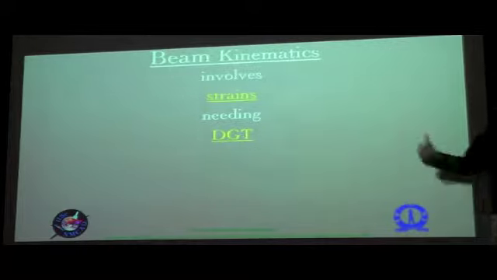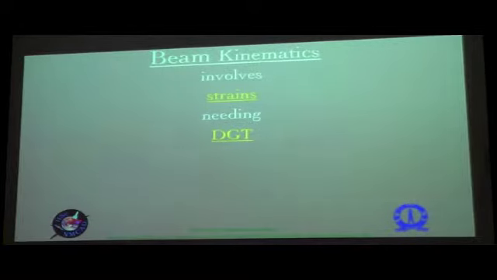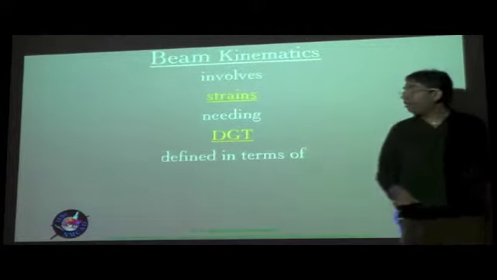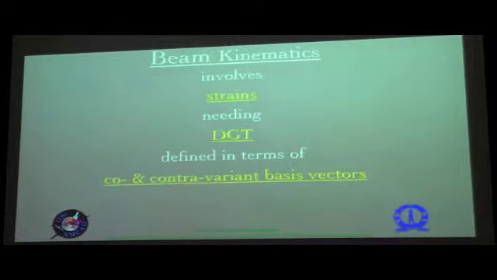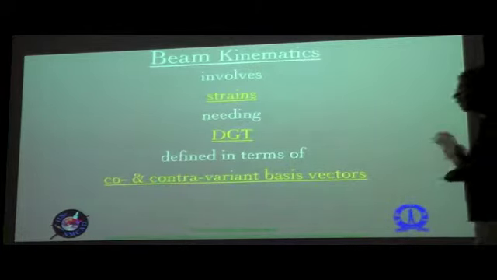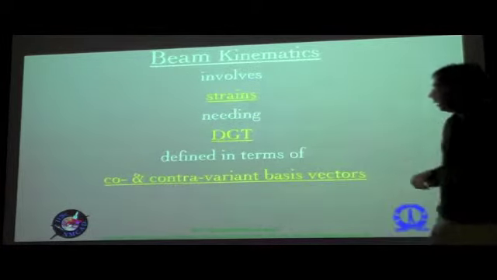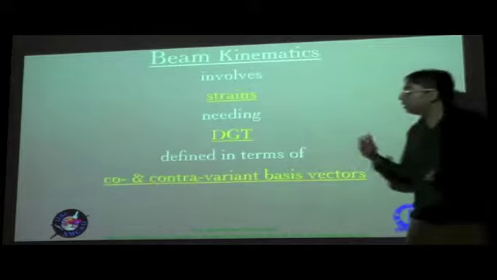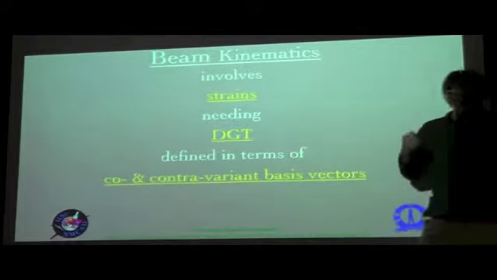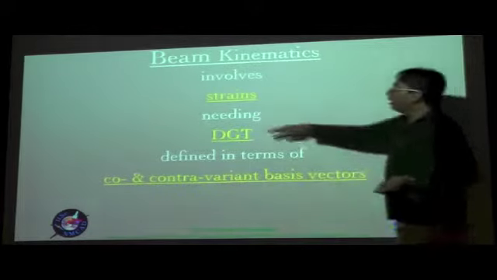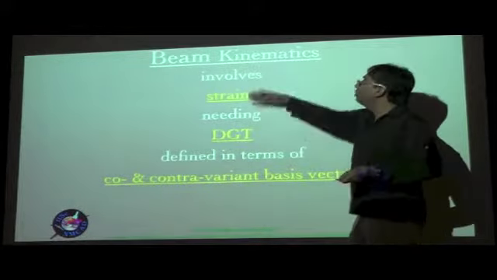Now suppose we want to derive the deformation gradient tensor, we need certain other quantities. So this deformation gradient tensor in turn is defined in terms of the so-called covariant and contravariant basis vectors. So we'll spend a major part of the first half of next class in understanding these concepts of covariant and contravariant basis vectors, because they are essential to derive the deformation gradient tensor and therefore the strains.